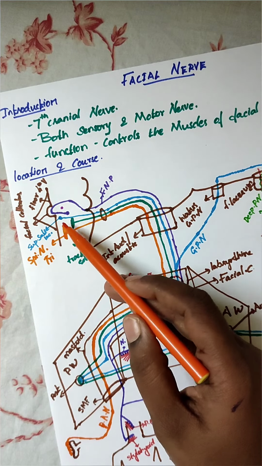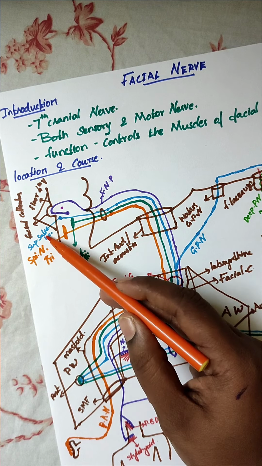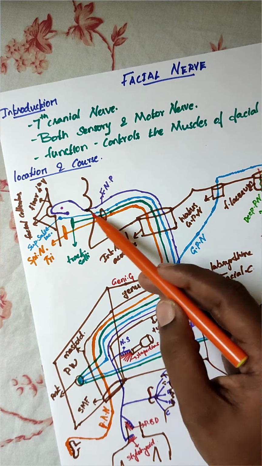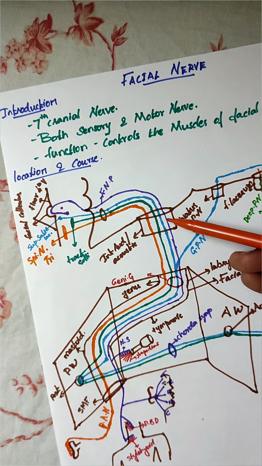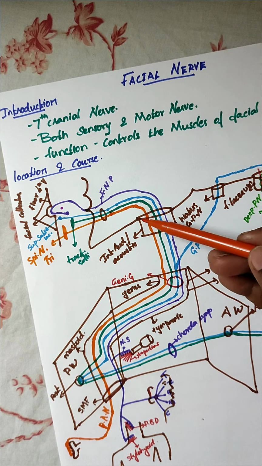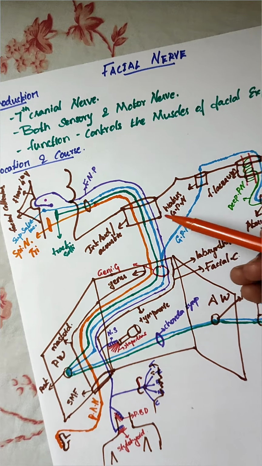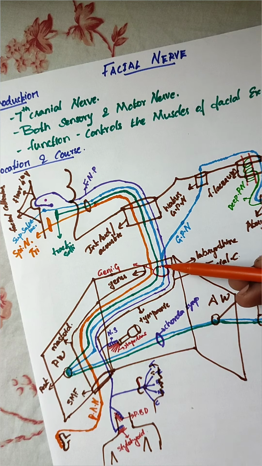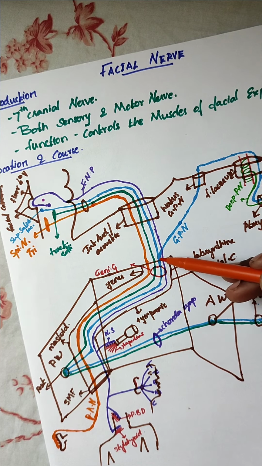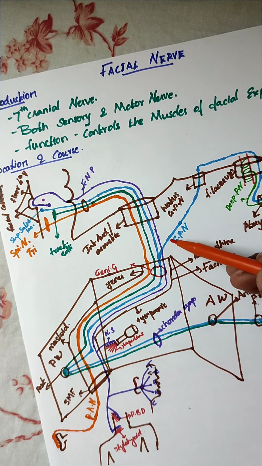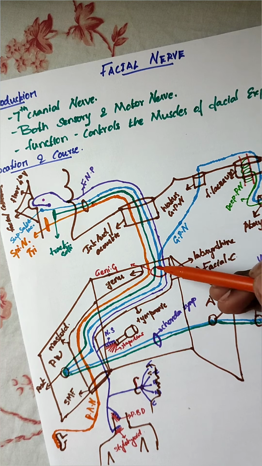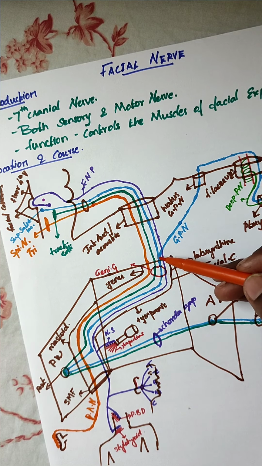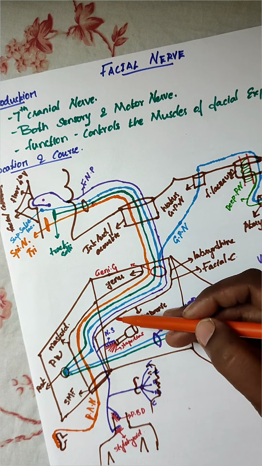Next, coming to the parasympathetic nerve fibers from the superior salivary and lacrimal nuclei, the parasympathetic nerve fibers come out of the brainstem, come out of the cranial cavity through the internal auditory meatus, and then the parasympathetic nerve fibers from the lacrimal nucleus run upward, and the parasympathetic nerve fibers from the superior salivary nucleus run downward into the facial canal.